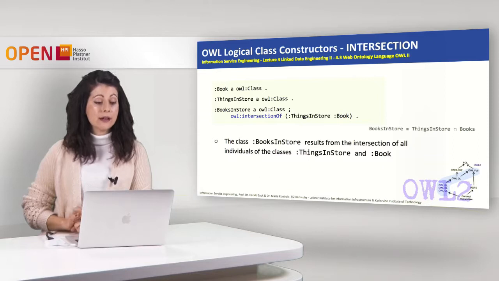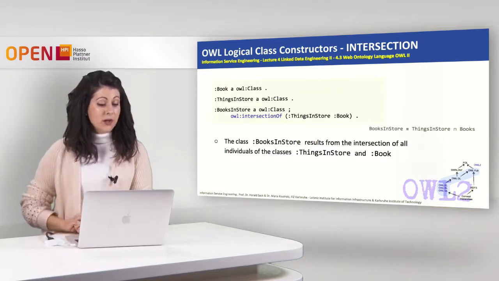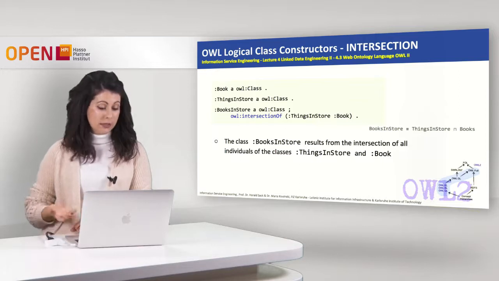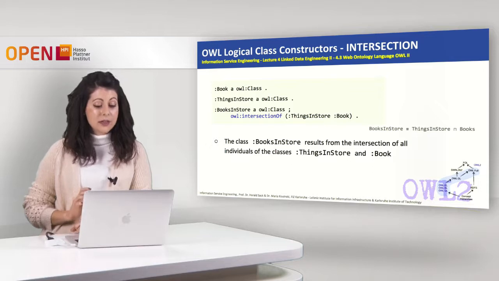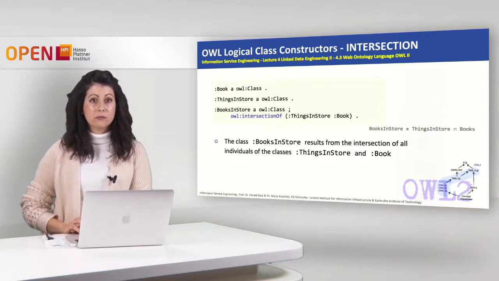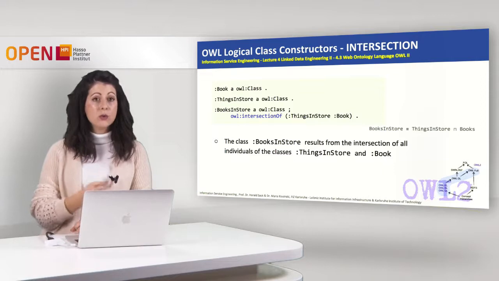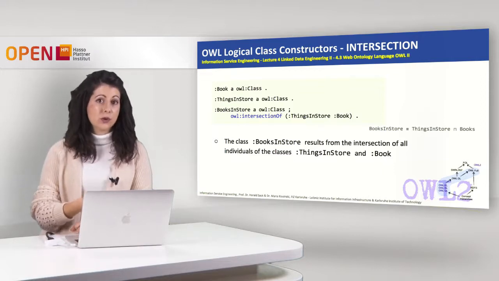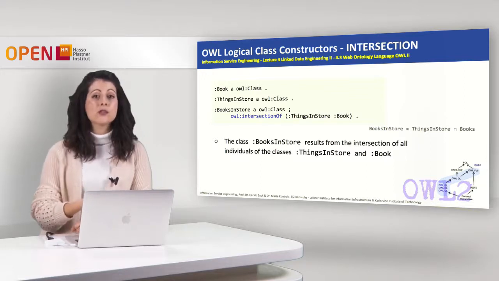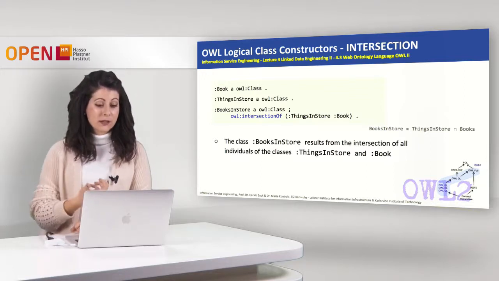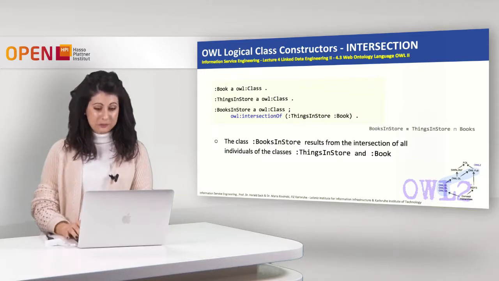We start with the intersection. We see here in our example that we have a class Book and another class ThingsInStore. And then we define a new class BooksInStore, being of course a class, and we say owl:intersectionOf ThingsInStore and Book. What it means is that the new class that we created, BooksInStore, results from the intersection of the individuals of the classes ThingsInStore and Book. So this is how we deal with the intersection.